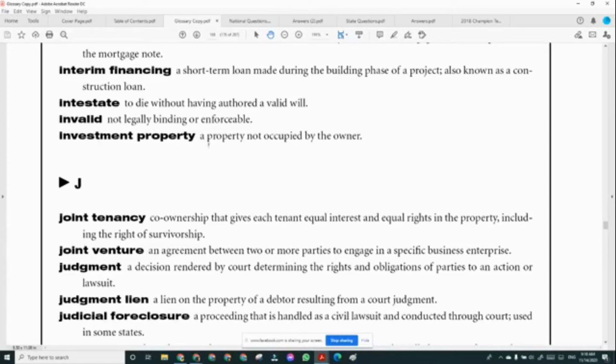Investment property, a property not occupied by the owner. And once you become a realtor, you start making your money. In order to have tax shelters, you'll want to buy investment property, right? To keep your income taxes low.